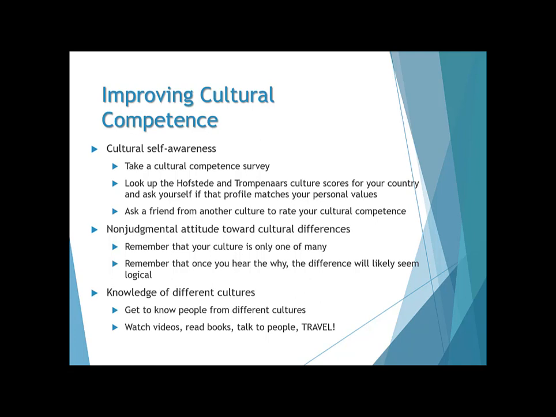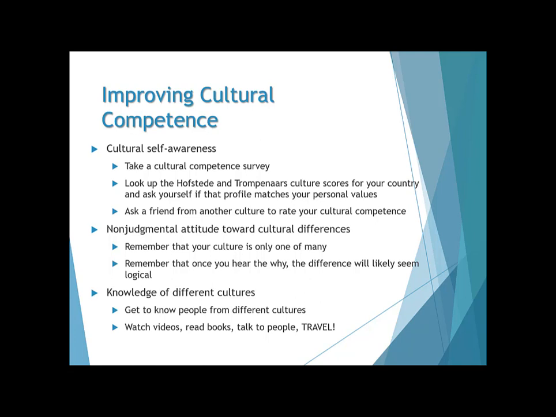And now to the best part, improving cultural competence. What we're going to talk about here are those 6 requirements that I mentioned earlier for cultural competence. We'll start with cultural self-awareness. The first thing you can do is what we just mentioned, and that is to take a cultural competence survey. Actually, as always, I recommend that you take multiple ones so that you can see what kind of questions are asked, and it might reveal to you which area you need to work on most when it comes to developing cultural competence. Also, you could look up the Hofstede and Trompenaars culture scores for your country and other countries and ask yourself if that profile matches your personal values.